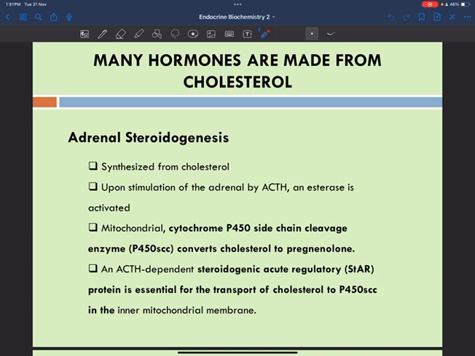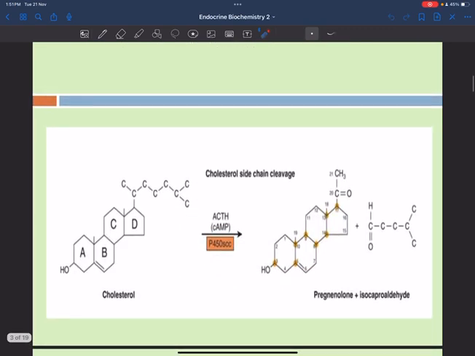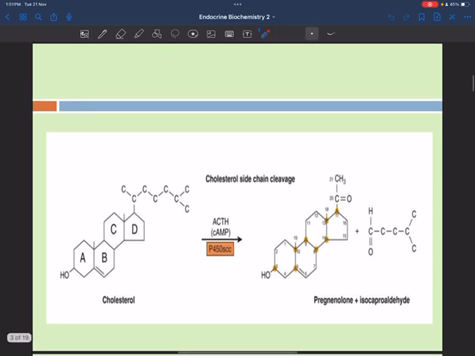So the precursor is always the cholesterol, and the first step in the adrenal gland is generation of what's called pregnenolone, formed after the cleavage of the hydrocarbon chain from the cholesterol. This will be the second precursor for many other choices in the future, depending on the location, for example. So these are the steroid hormones that are common in our body.